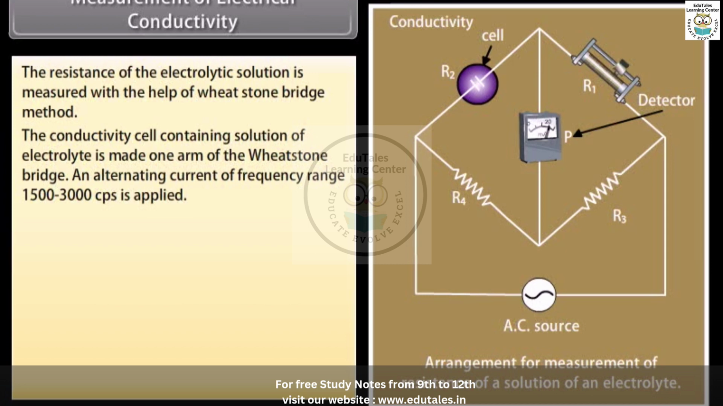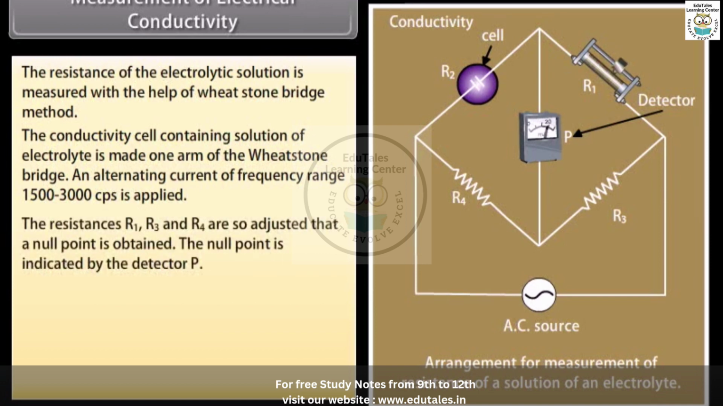Direct current is not used here because it causes electrolysis and results in the change in concentration of electrolytic solution near the electrodes, resulting in polarization effects. The resistances R1, R3 and R4 are so adjusted that a null point is obtained. The null point is indicated by the detector P.